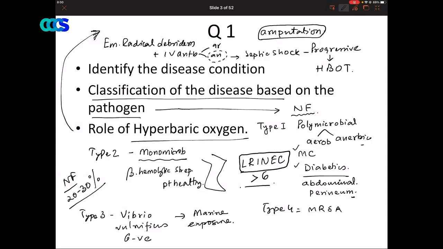Based on this, definitely we are not computers. You feed it to a computer, or there are apps now that are used to calculate the score. Remember the name of that score, and remember that if it goes more than 6, it is a necrotizing fasciitis. Do not hesitate to go for a radical debridement. The more delay you have, the more the infection is spreading above or below the fascia.